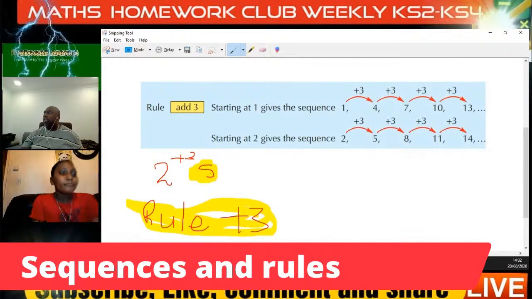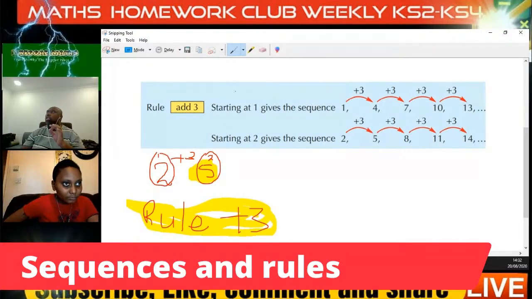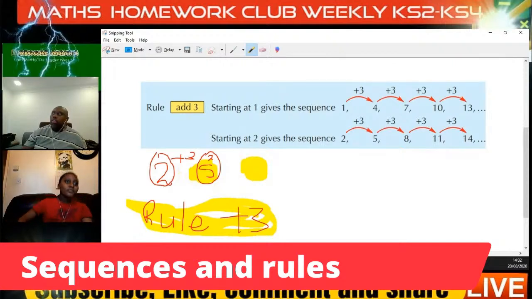Okay. So that's my first term. That's my second term in the sequence. Notice I'm using these language keywords now. So this is my sequence building up. So what's going to be my third number in the sequence? You start with 5. 5 add 3.